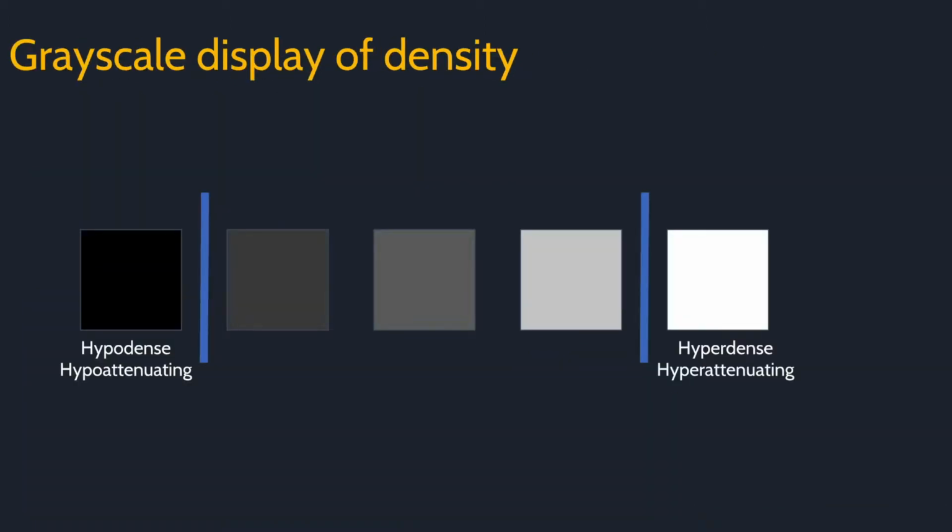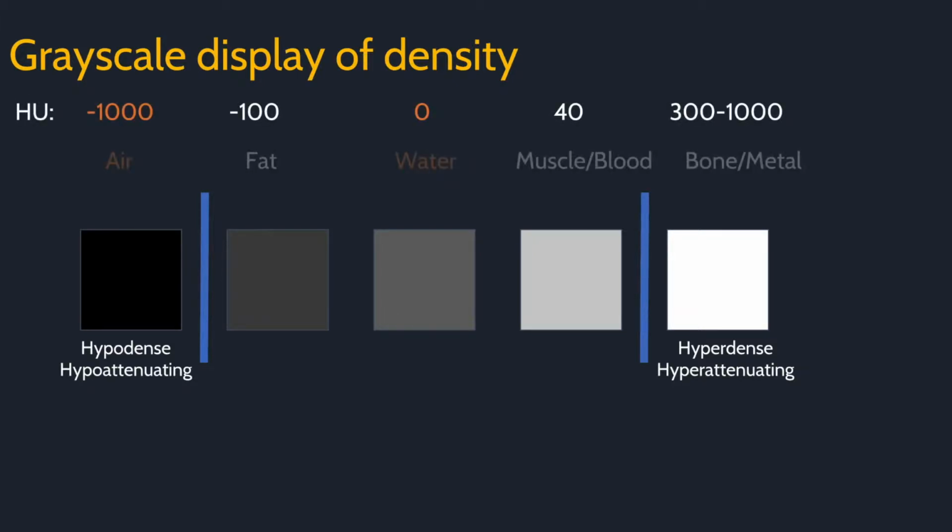Once we have a map of CT data, we display it on a grayscale. Hypodense, or hypoattenuating, describes low density or dark. Hyperdense or hyperattenuating describes high density or bright. Each voxel is given a density value in Hounsfield units, with 0 being water and minus 1,000 being air by definition. Everything else fits within this framework.